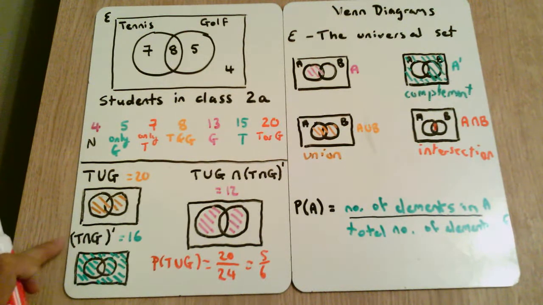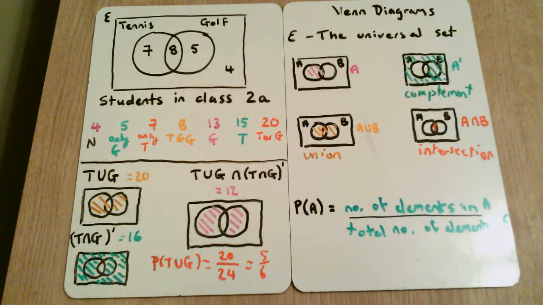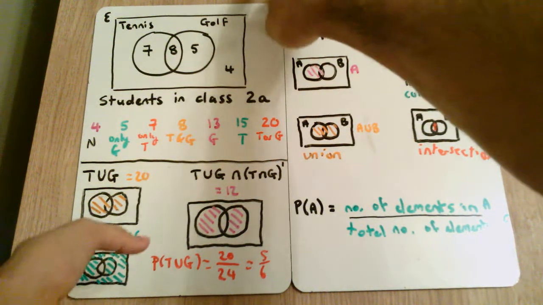If I said the probability of T intersection G dash, it would have been 16 out of 24. And the probability of this one over here would have been 12 out of 24. So that's how we look at probability within a Venn diagram. Now, we're going to link it to one other Venn diagram, which we're going to fill in together. And then we're going to call that a day after looking at the probability within that as well.